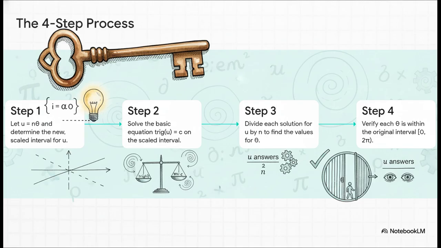First, we substitute that inner argument with a temporary variable, let's just call it u, and we scale our interval. Second, we solve the now simple equation for u. Third, we take our u answers and divide them to get back to theta. And finally, we just do a quick check to make sure our answers actually fit in the original interval.